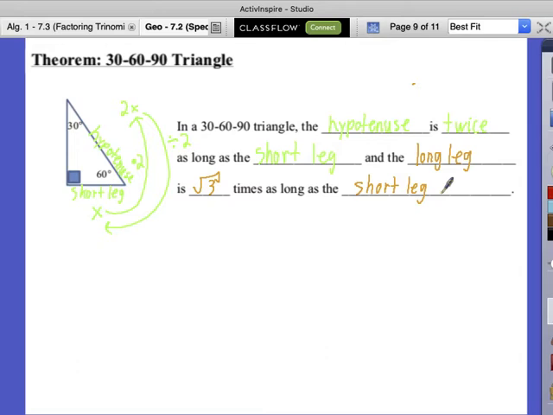So to finish out this map, we're going to have the long leg. If the short leg's x, what will our long leg be? X times square root of 3. So how do we go from our short leg to the long leg? Multiply by the square root of 3. Then how would I go back, guys? I divide by the square root of 3.